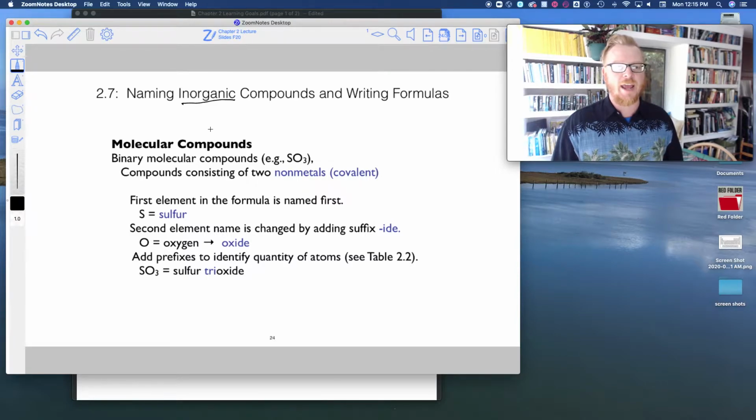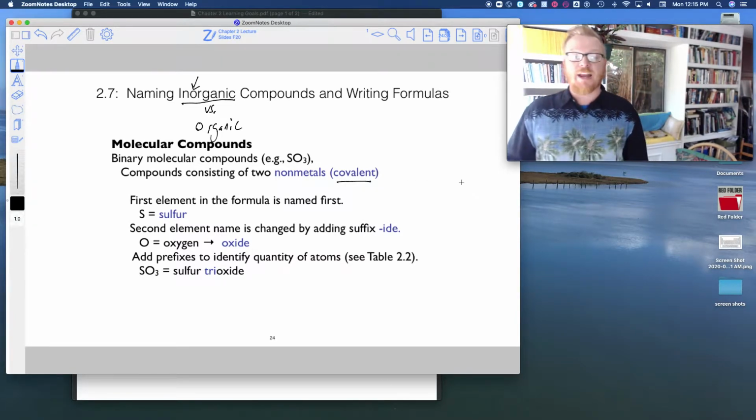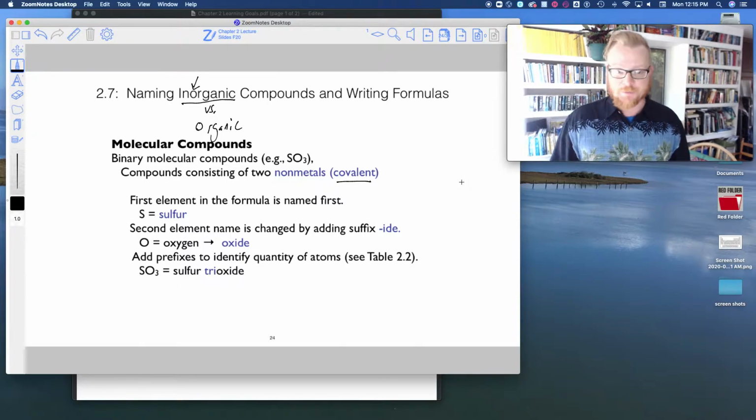The difference between inorganic versus organic, okay? We're just focused on this for this class. And so there's a couple different types. The first we're going to focus on is covalent. Covalent is going to have a different naming scheme than ionic. So binary molecular compounds, binary meaning compounds consisting of two, in this case non-metals, that makes them covalent.